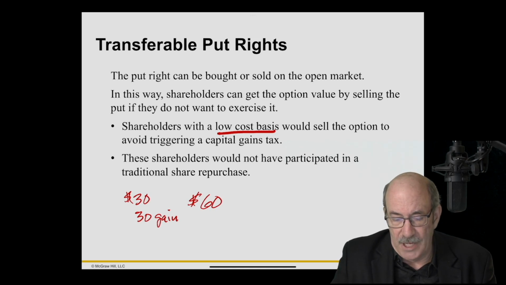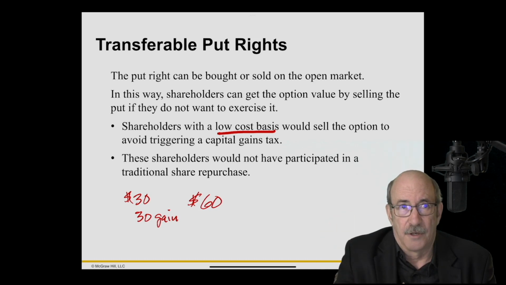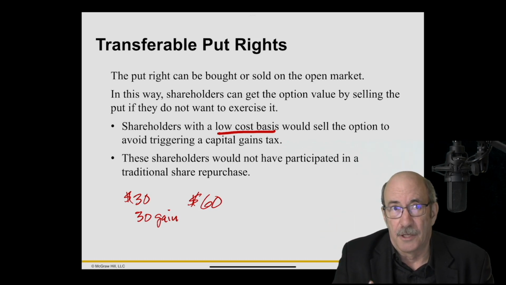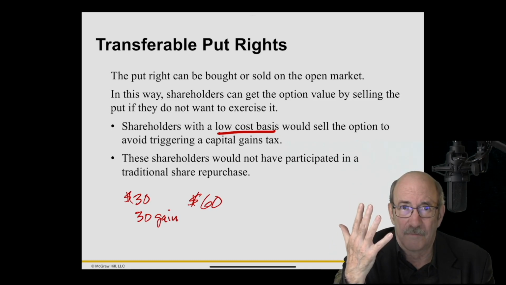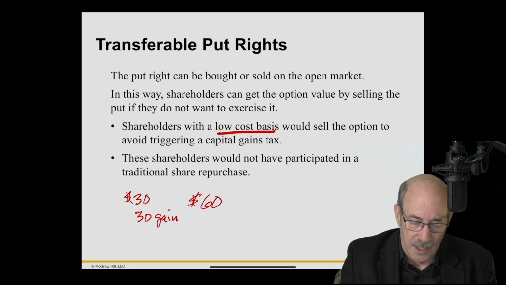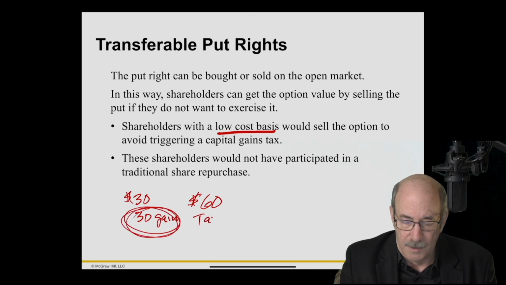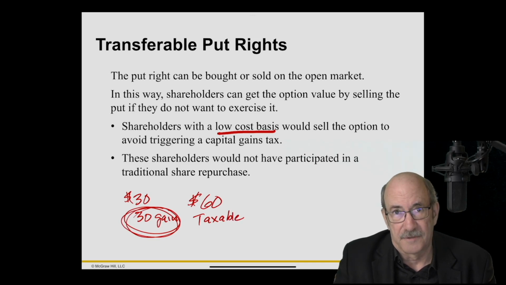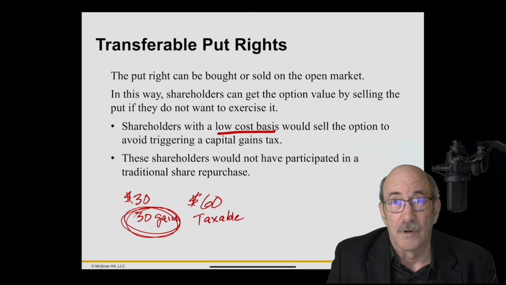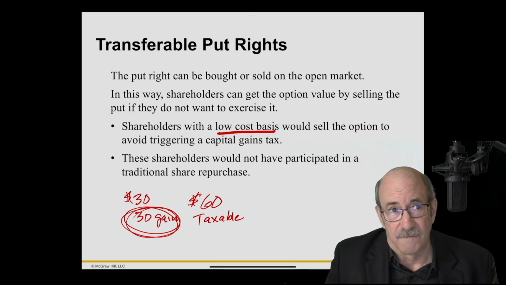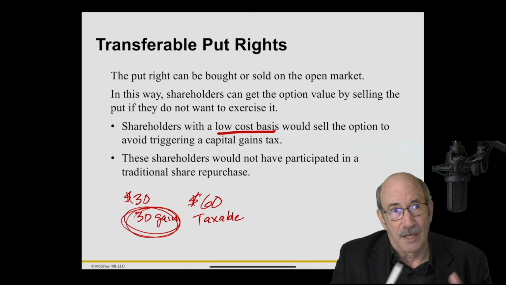Well, if you were to actually tender your share that you had purchased at 30, and now the company wants to buy back and they're willing to pay you 65 instead of 60, in order to get that extra $5, you've got to recognize a $30 taxable gain. Long-term cap gains are taxed at 15%. So you're recognizing, what is that, $450 in taxes in order to capture a $5 premium above the current market price.